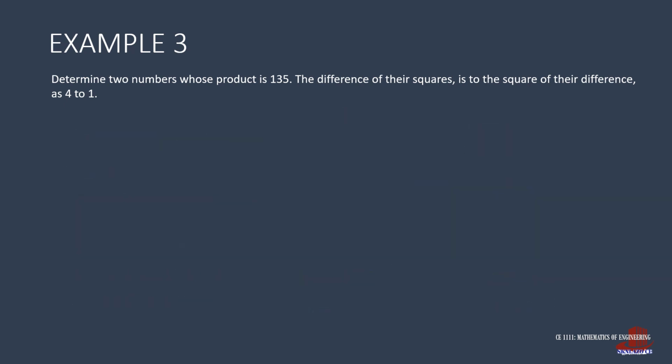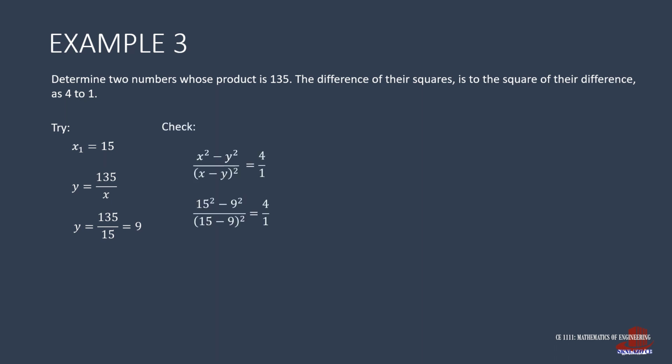With the two values of x, let's filter our answers. Try x sub 1 as 15. Thus, y is then 135 over 15, which is 9. Knowing these values, let's check the proportion. 15 squared minus 9 squared over the square of 15 minus 9 as equal to 4 over 1. This is simplified as 225 minus 81 over 36 as equal to 4 over 1. Then we get 144 over 36 as 4 over 1. We get 4 over 1 just the same.